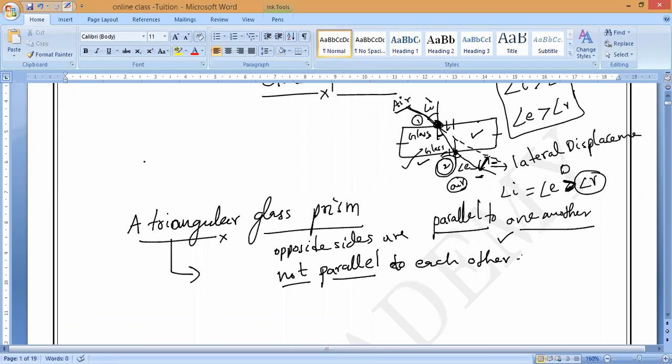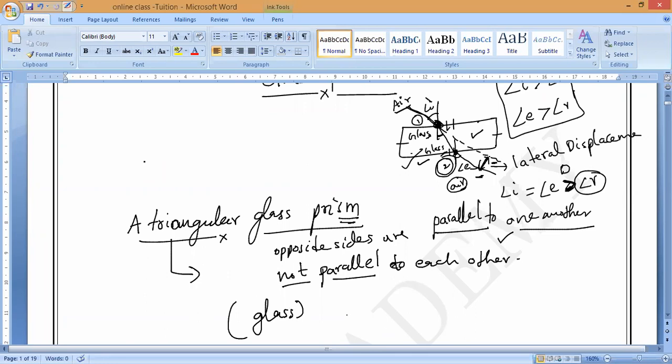Now, this triangular glass prism, is it a transparent object or not? Refraction will take place in which objects? Transparent, translucent or opaque? As we know, refraction only takes place in transparent objects. So a triangular glass prism is also a transparent object, made up of glass.